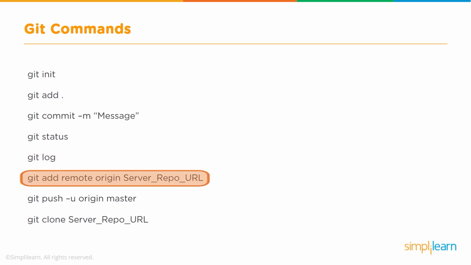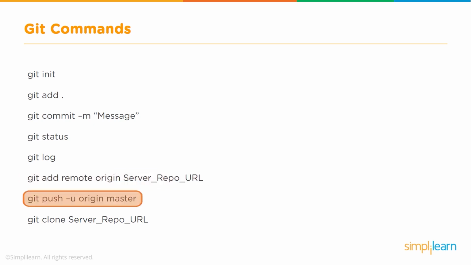This command is used whenever you want to link any local repository to a server. And this is when you want to really push a repository from the local to the server for the first time. Git push -u origin and master. This is the command that you would use whenever you want to push contents from the local repository to the server. Git clone and the URL of the server. This is the command that you would run whenever you have an existing repository on the server and you want to make a fresh clone or a fresh copy of that particular repository onto your local box.